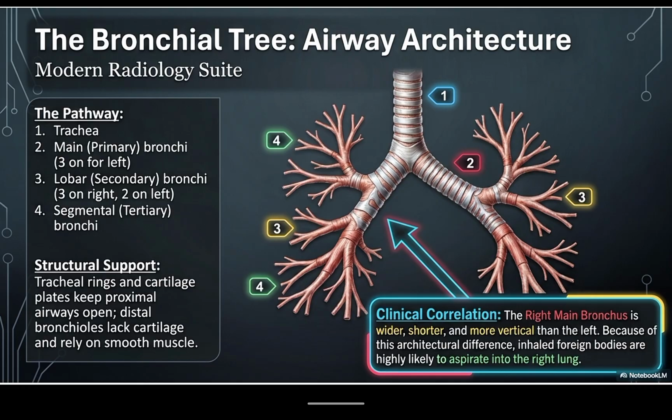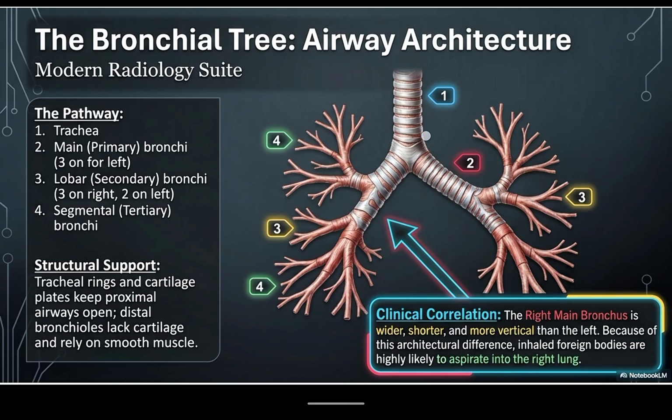So the right main bronchus is wider, shorter, and more vertical than the left. Because of this architectural difference, inhaled foreign bodies are highly likely to aspirate into the right lung. Now, let's explain something. What is aspiration, or what is it when something is aspirated? We are talking about taking in. So when we aspirate, it means we are taking in, we are sucking in.